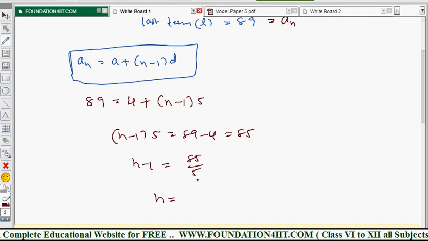That is 17, so N is 17 plus 1, which is 18. N is equal to 18.